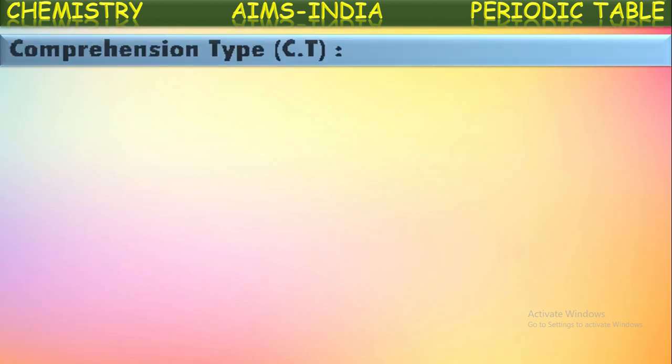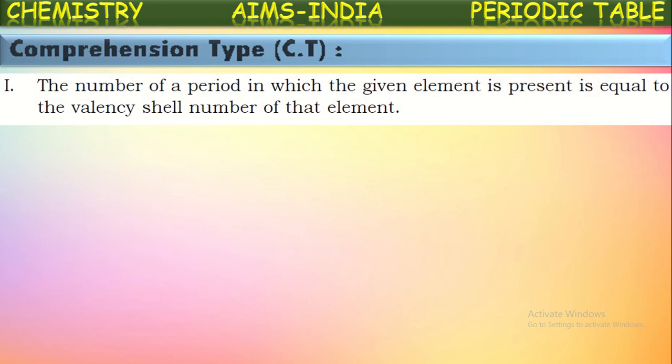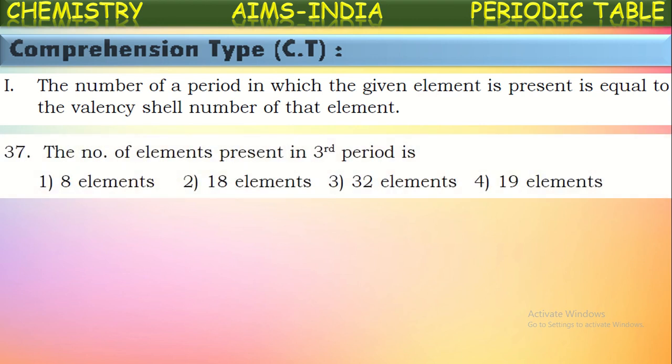Next, now let us see the comprehension paragraph. The number of the period in which the given element is present is equal to the valency shell number of that element. Yes, the number of shells present in an element gives its period number. Number of elements present in the third period: how many elements are there in the third period? We told the first period contains 2 elements, and the second and third contain 8 elements each.